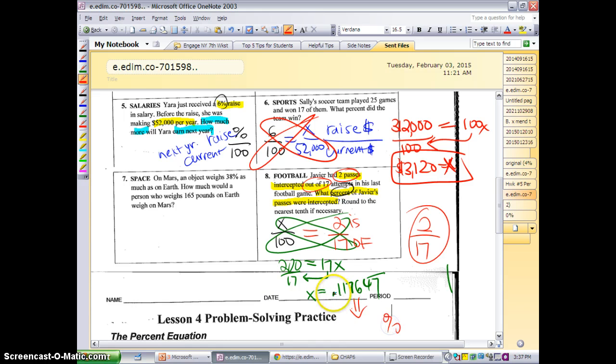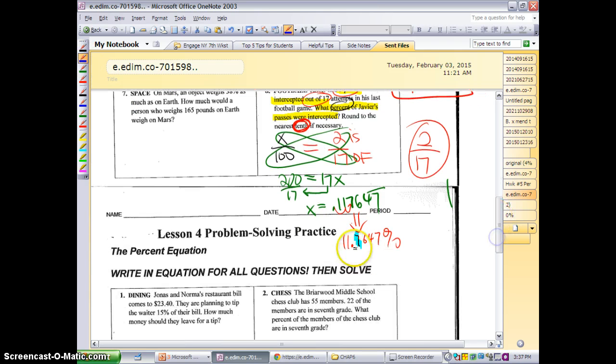Okay, so that would require me moving the decimal over twice to the right. That would be 11.7647. I'm rounding to the tenths. Okay, the tenths, which number is in the tenths? Good, the 7, the number right after the decimal. So to round it, I want to get 11 point, and that 7 will either stay a 7 or round up to an 8. And because of the 6 on the right, it rounds up to an 8. So it's approximately 11.8%. That's what X is, which is the percent that Javier's passes were intercepted. It's pretty good.